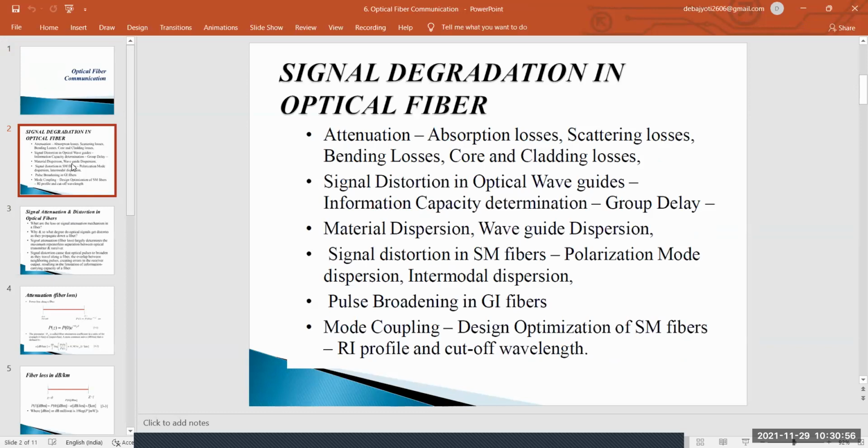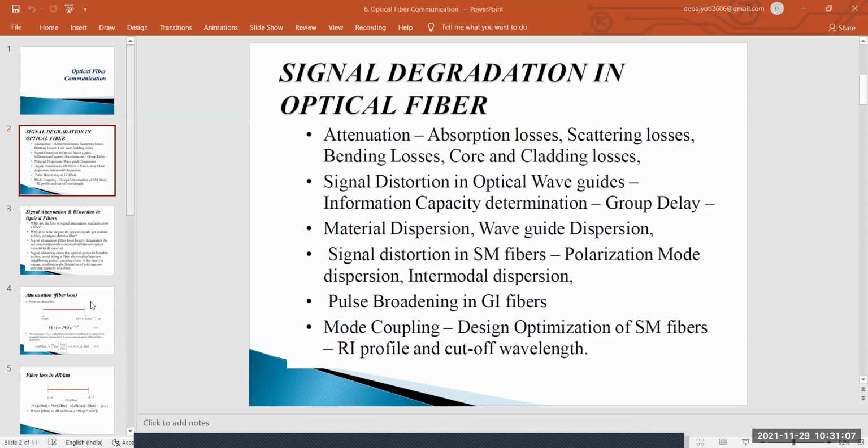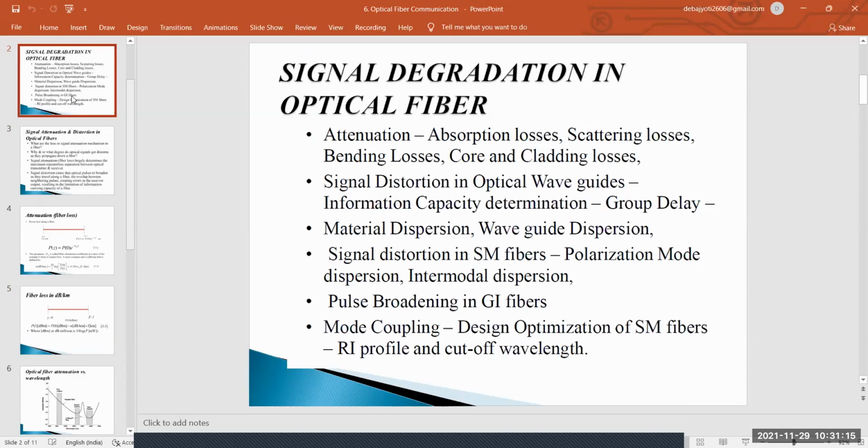Last class, we also discussed how to do the calculation for the fiber loss in any optical fiber channel. Today we will cover these losses: absorption loss, scattering loss, bending loss, and core and cladding loss. Before starting this topic, first we will do some mathematical problems regarding the fiber loss. Then we will move forward to the next topic. I think the fiber loss is clear for all of you.